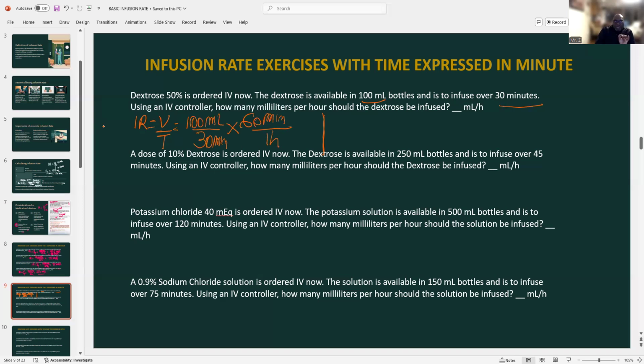Once you do that, this minute and that minute will cancel out. The only thing you're going to have is 100 milliliter times 60. That gives you 6,000. And once you divide that by 30, you have what? 200 milliliter per hour.